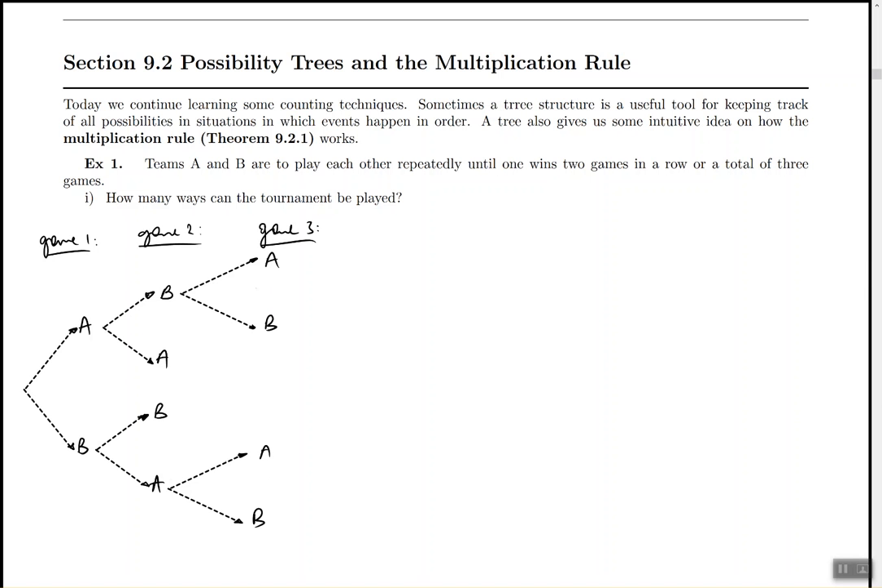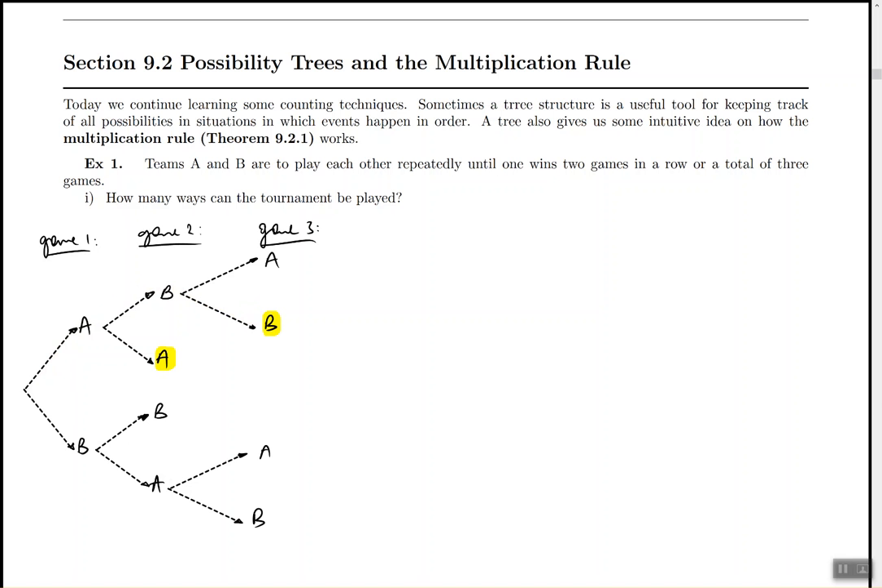Okay, so let's think about this for a moment. First game, A won. Second game, if A wins, that's the end of the tournament. If the A team doesn't win, we go on to B winning, and so they have to play a third game. If we trace along this path of the tree, nobody has won 2 in a row or a total of 3, so the tournament is going to keep going. However, if we trace this part of the tree, B has won twice in a row, so B is now declared winner of the tournament and the tournament ends.